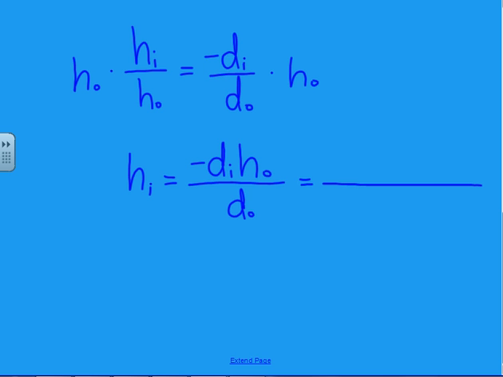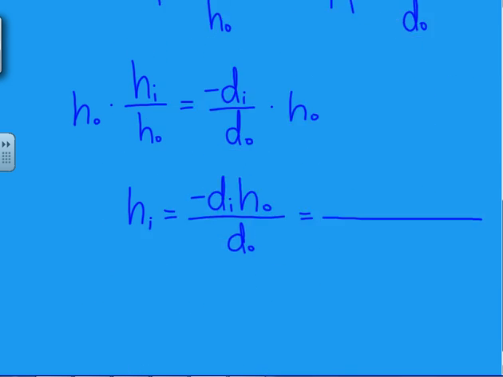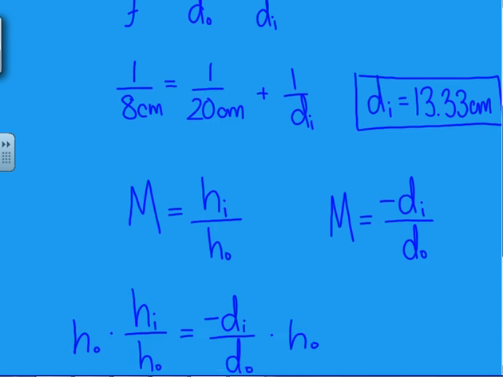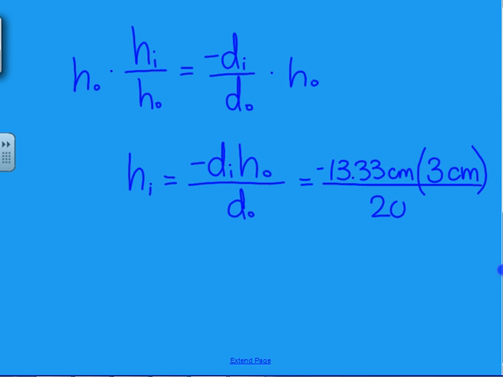Then I get to plug some numbers in. We already solved for image distance. We found that it was 13.33 centimeters. The object is 3 centimeters tall, and the object is located at 20 centimeters. When I plug all this into my calculator, I get negative 2 centimeters as my image height. Now remember, I said my image height should be negative and should be smaller than the object. And sure enough, it is.